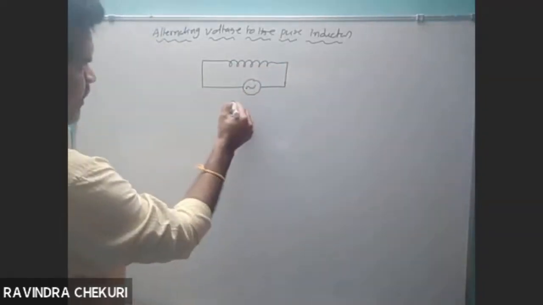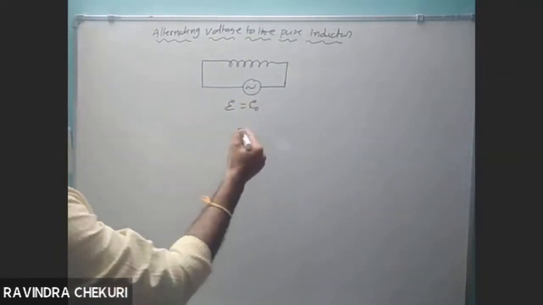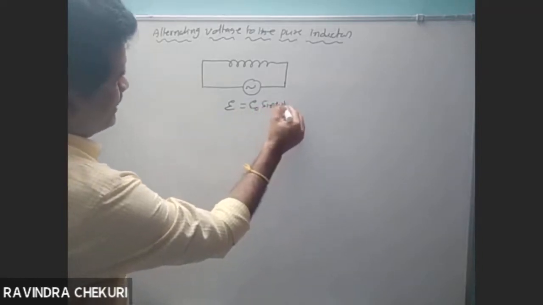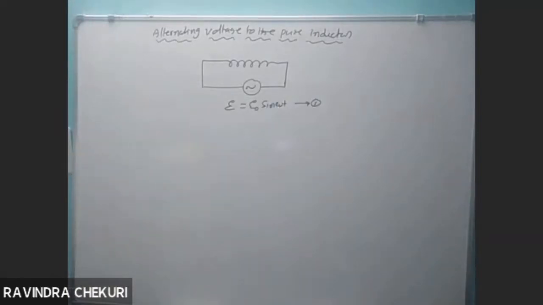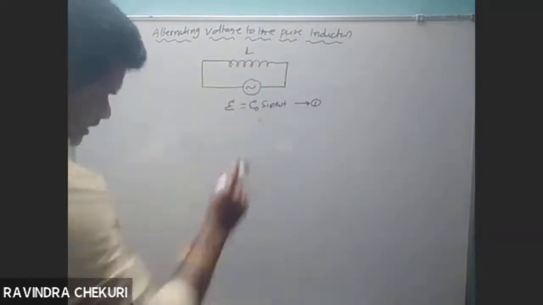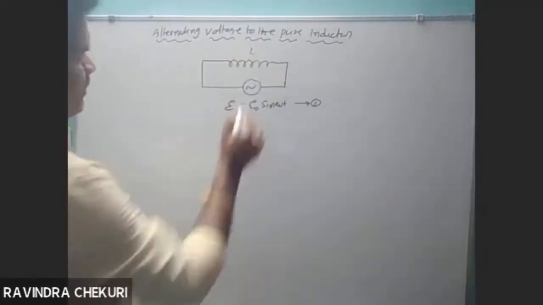So the AC source provides an applied potential E equal to E naught sine omega t. This is the applied voltage across the inductor.